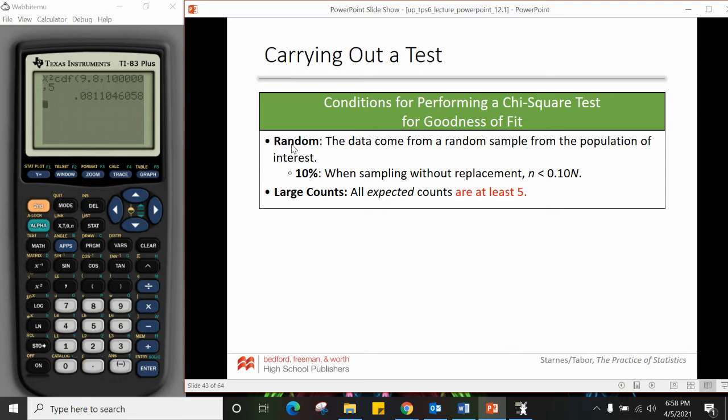Our large counts for a normal distribution is where our n is greater than 30. And then for the proportions, n times p and n times 1 minus p are both greater than 10. Now I'm worried I'm getting that wrong, so I am Googling it really quick.